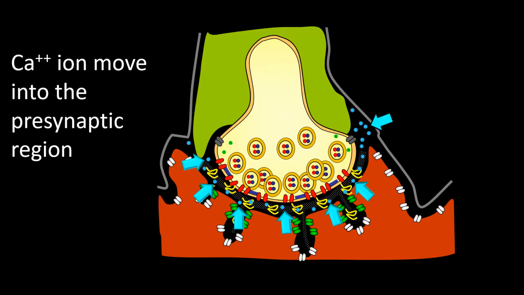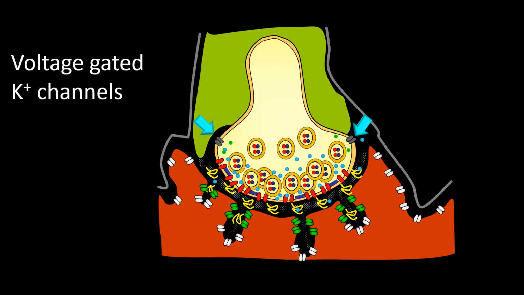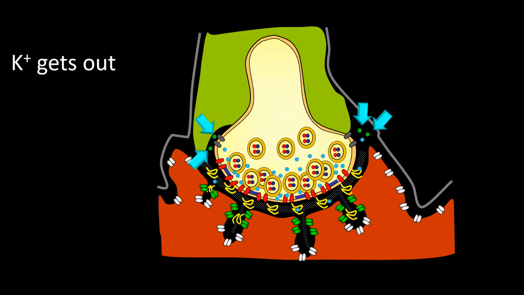The calcium ions in the cleft and surrounding areas enter into the presynaptic region. The second consequence of the depolarization of the synaptic terminal is that the potassium voltage-gated channels also open, as indicated in this frame, and potassium ions leave the cell, making the inside of the cell more negative, once again, and driving the membrane towards repolarization.